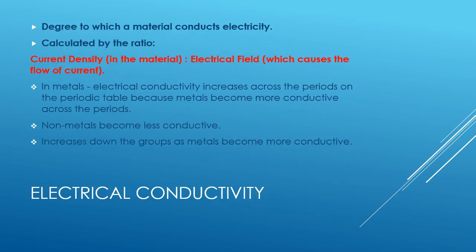Electrical conductivity is the degree to which a material conducts electricity, and it's calculated by the ratio of current density to electrical field. In metals, the electrical conductivity increases across the periods on the periodic table because metals become more conductive across the periods, and non-metals become less conductive. And it also increases down the groups as metals become more conductive.